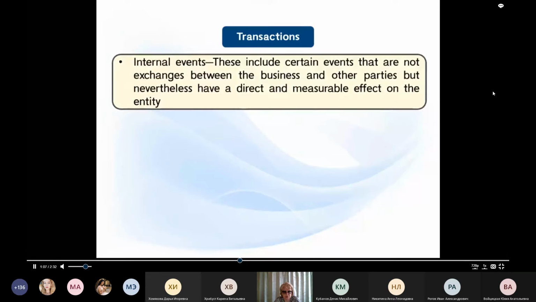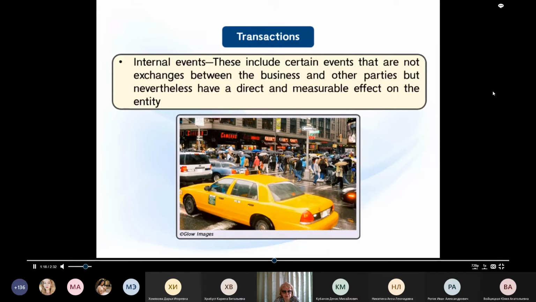Internal events include certain events that are not exchanges between the business and other parties, but nevertheless have a direct and measurable effect on the entity. For example, a taxi company may have paid its annual premium relating to its auto insurance last September. A portion of that premium is used up each month. We will address how to record transactions involving internal events in the next chapter.